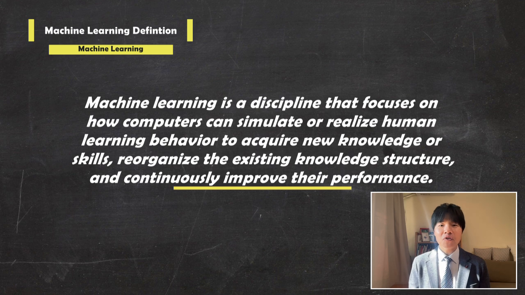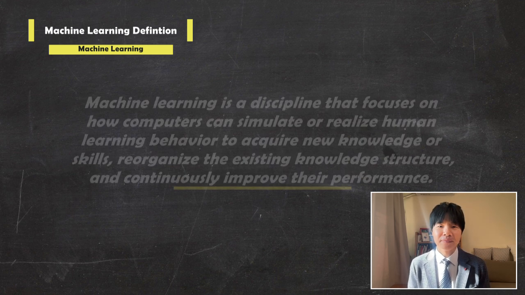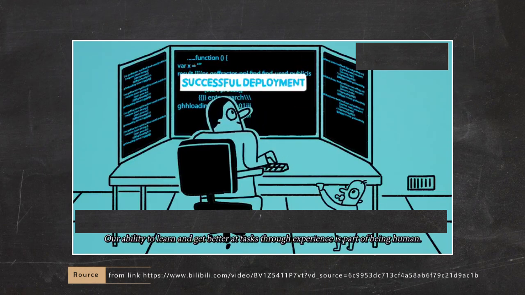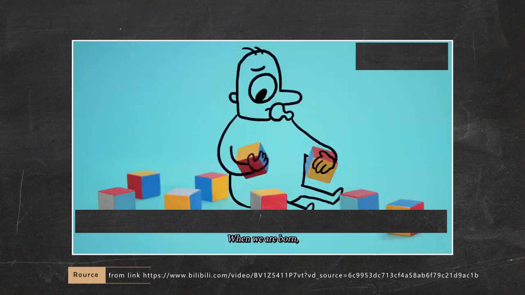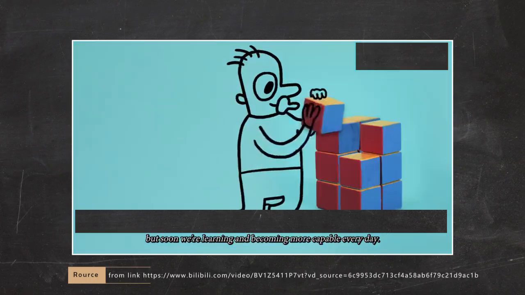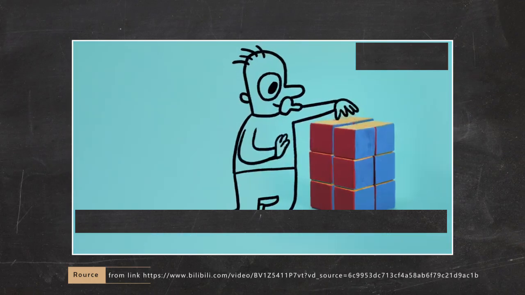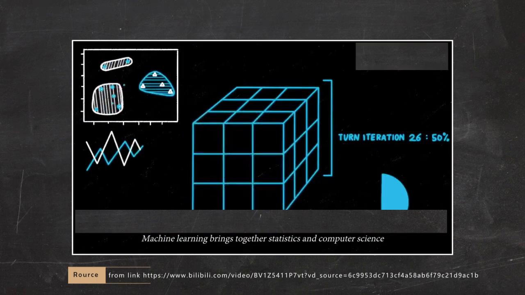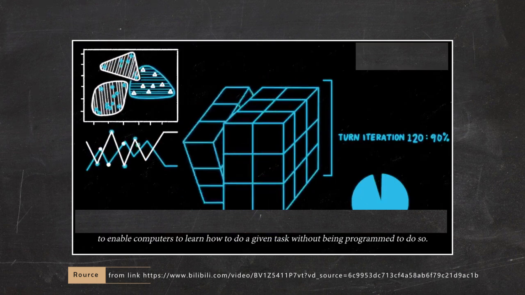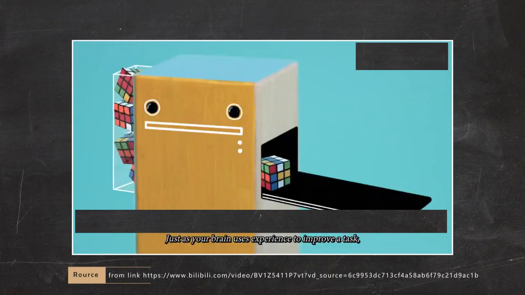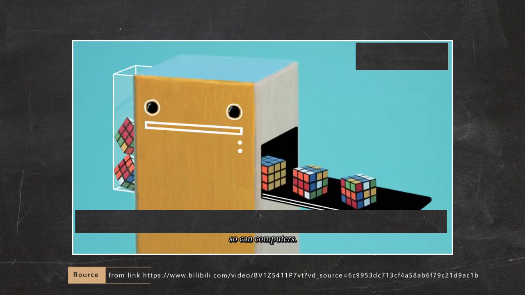Next, let's further understand what machine learning is through an interesting video. Our ability to learn and get better at tasks through experience is part of being human. When we're born, we know almost nothing and can do almost nothing for ourselves. But soon, we're learning and becoming more capable every day. But did you know that computers can do the same? Machine learning brings together statistics and computer science to enable computers to learn how to do a given task without being programmed to do so. Just as your brain uses experience to improve at a task, so can computers.